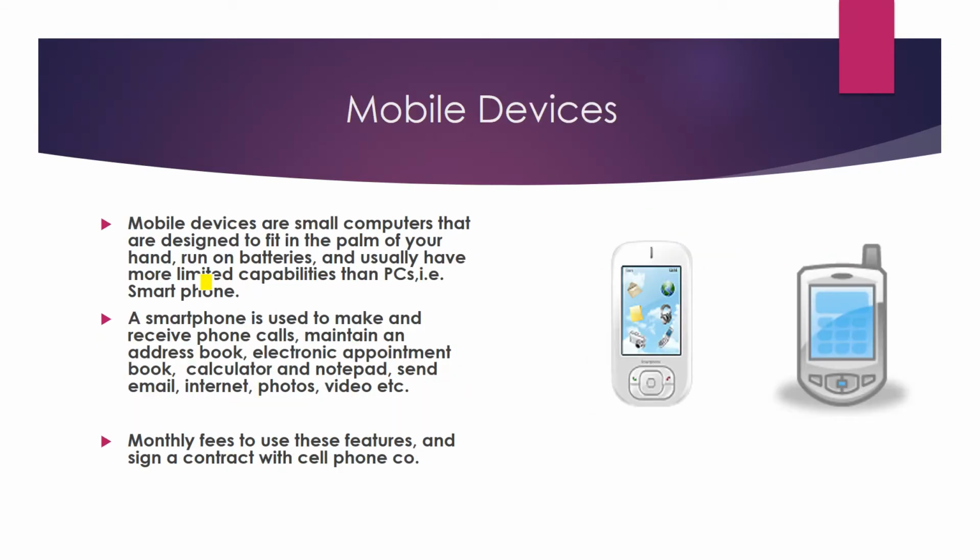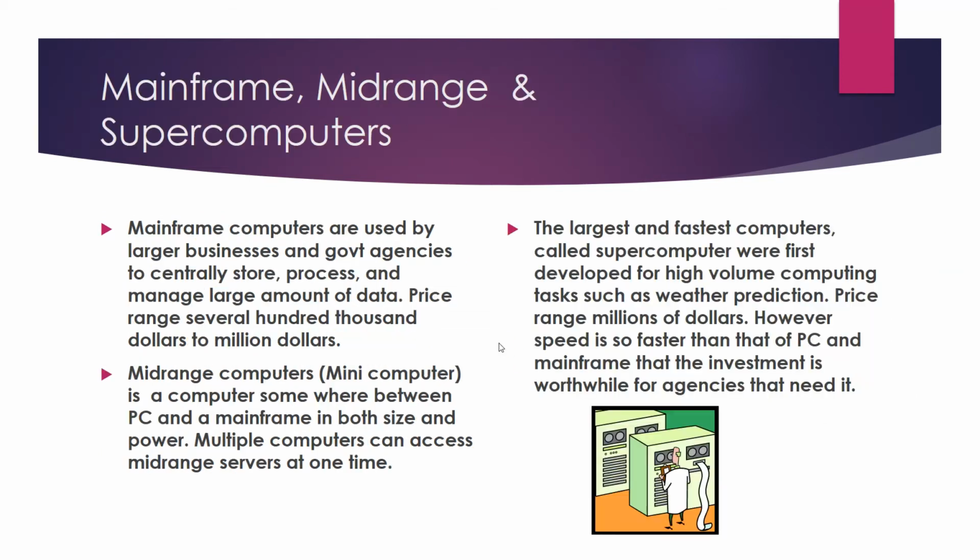And then there are mobile devices. Mobile devices are small computers that are designed to fit in the palm of your hand, run on batteries, and usually have more limited capabilities than a PC, such as a smartphone or cell phone. A smartphone is used to make and receive phone calls, maintain an address book, an electronic appointment book, calculator, and notebook, and for email, internet, photos, video, etc. There are monthly fees to use these features, and you sign a contract with a cell phone company. So, this is the mobile devices.